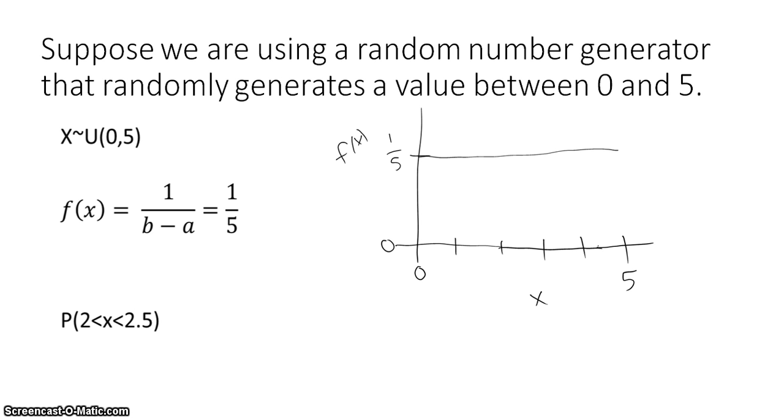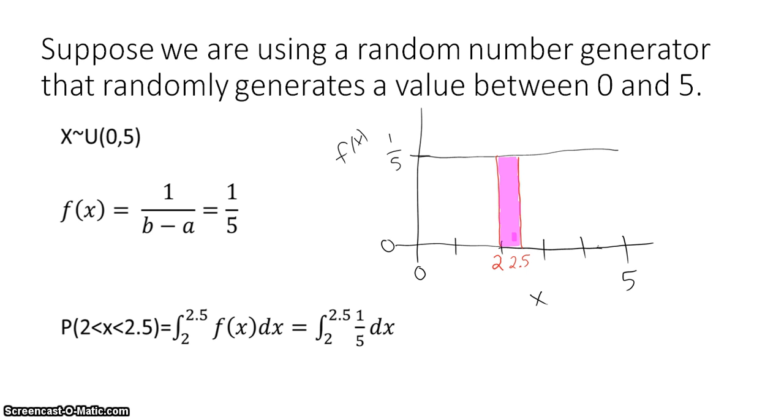Now if we want to find the probability that x takes on a value between 2 and 2.5, that's going to be the area under the curve between 2 and 2.5, and it's shaded here. We can find that by integrating from 2 up to 2.5 f of x dx. Plugging in 1/5 for f of x, this gives us 1/5 times 2.5 minus 1/5 times 2, which gives us 0.1. That's the probability that x takes on a value between 2 and 2.5.